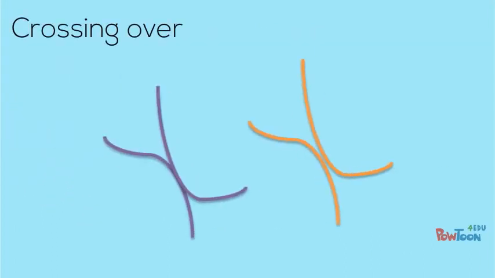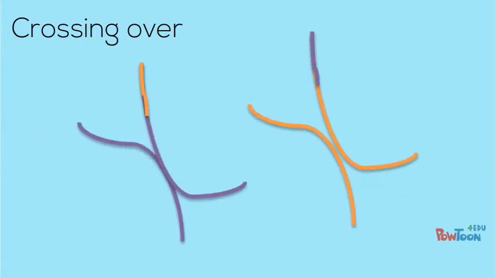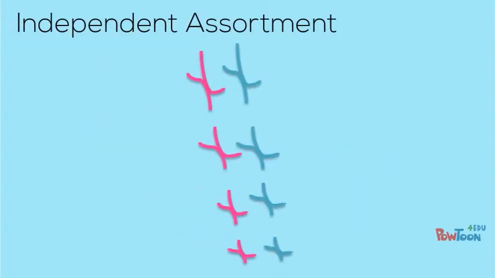Crossing over is when chromatids from homologous pairs cross and trade genetic information. So, looking at this pair, which has the same type of genetic information but different variations, we can notice they have traded some information so that each chromatid is a combination of genetic information from both the mother and the father. Independent assortment is also involved with pairs of homologous chromosomes.